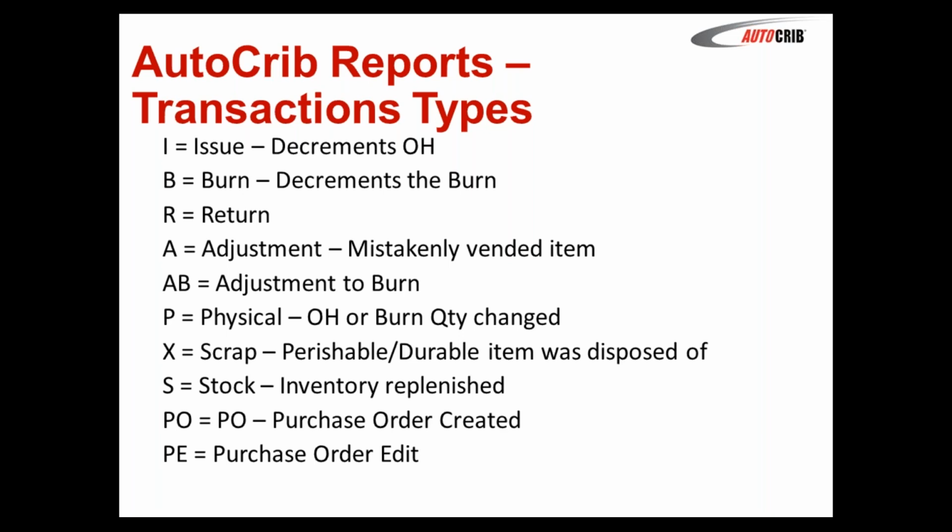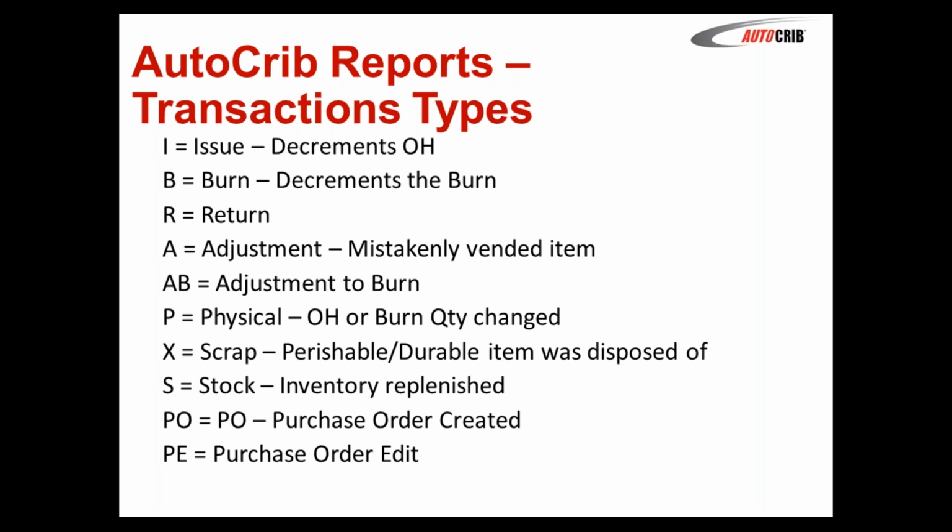So the difference between the I and the B is that the I is considered consigned inventory and B is considered owned by the end user and is not consigned. If you have quantities in both the issue and the burn fields, the system will decrement the burn field first as items are dispensed until the burn field reaches 0, then the system will begin dispensing from the on-hand field and will record an issue I transaction.